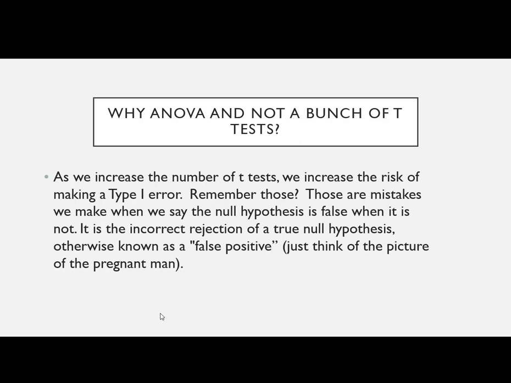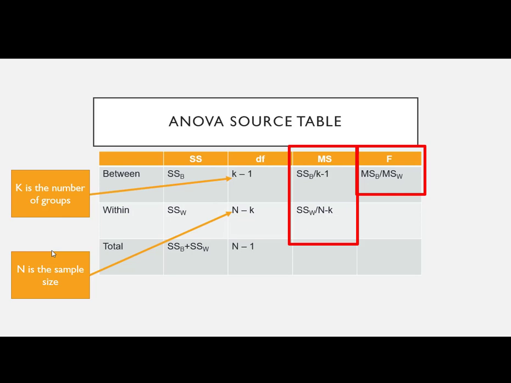That's a false positive. So in the Khan Academy video, you saw him calculate the sum of squares between and the sum of squares within. When you look at the output in SPSS, you will see an ANOVA source table. And we have the sum of squares, the degrees of freedom, the mean square, and then the F statistic. And just briefly, all we need to look at is the significance in the ANOVA source table, and then our F statistic and the degrees of freedom. But I'm going to show you where they come from.